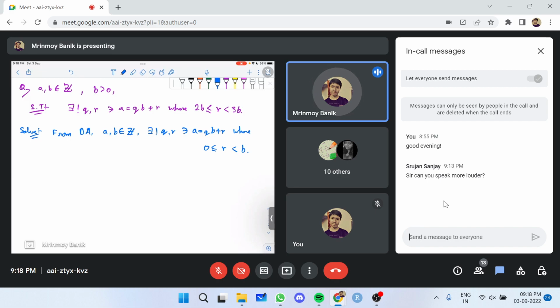Now in this equation, let me call this star 1. Just a second. So if we add and subtract 2b here, like q times b plus r minus 2b plus 2b, this gives q minus 2 times b plus r plus 2b.